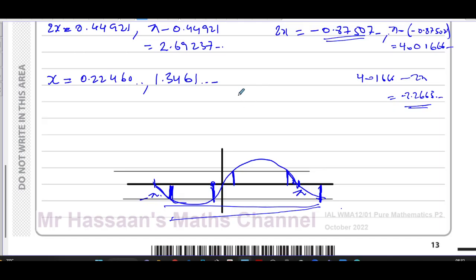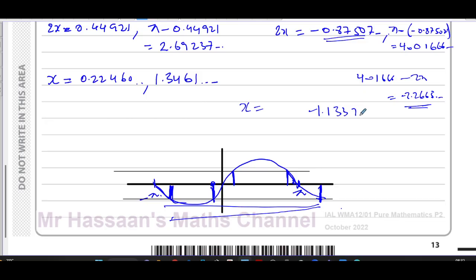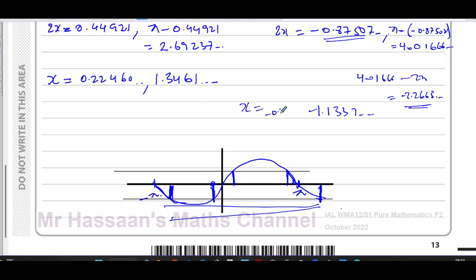So I can say that means x is equal to this number divided by 2 and this number divided by 2. So I'll take the number here and I'll divide it by 2, and it gives me negative 1.1332. And this answer here, we divide it by 2. So let's go back to find where this answer is. Okay, that's this answer. We divide that by 2, and it gives us negative 0.4375. So those are our solutions.